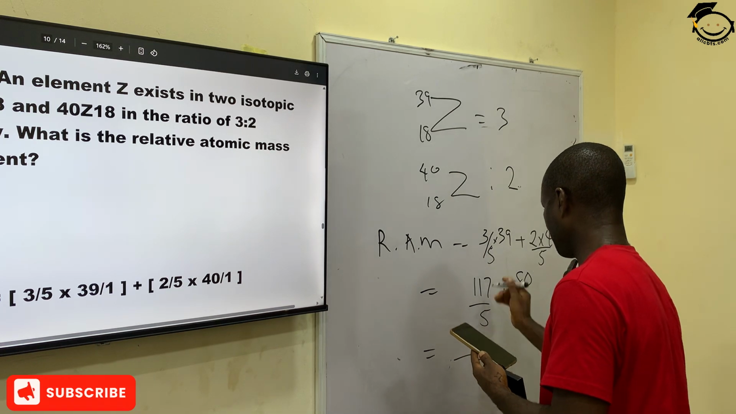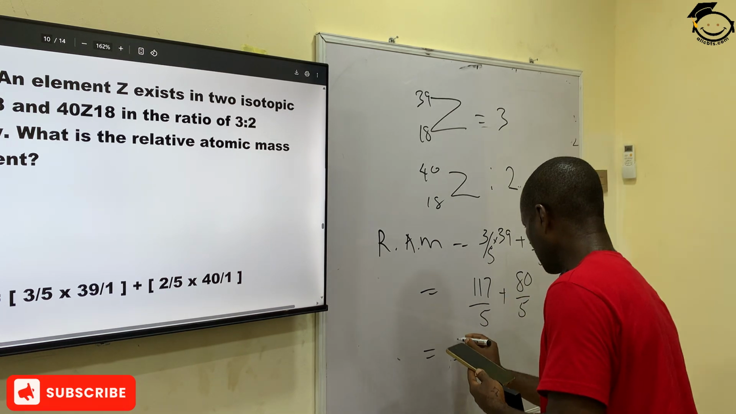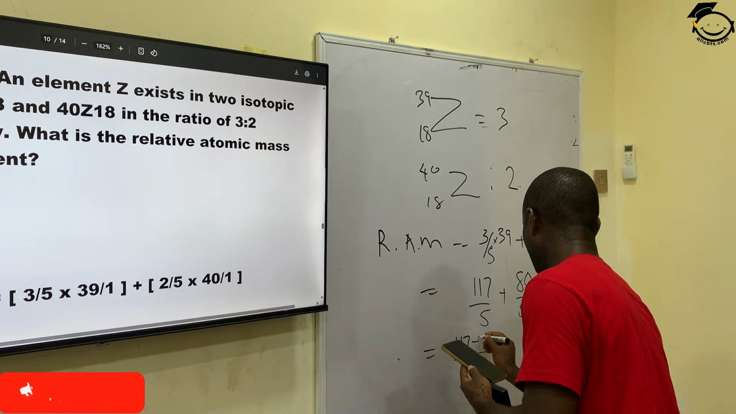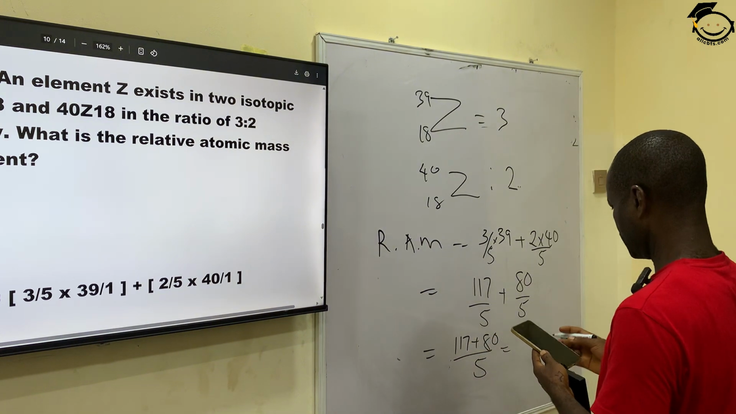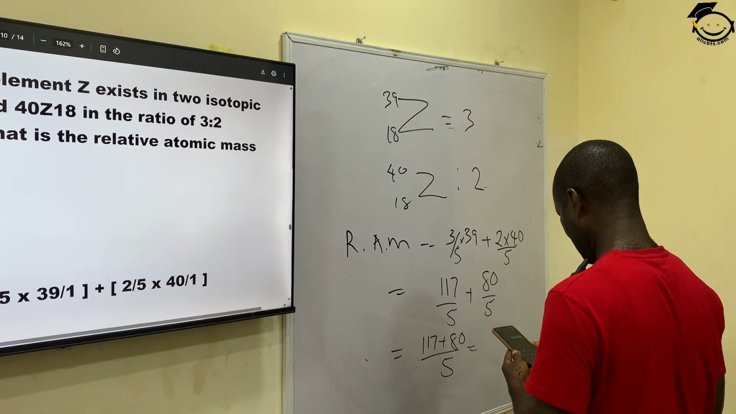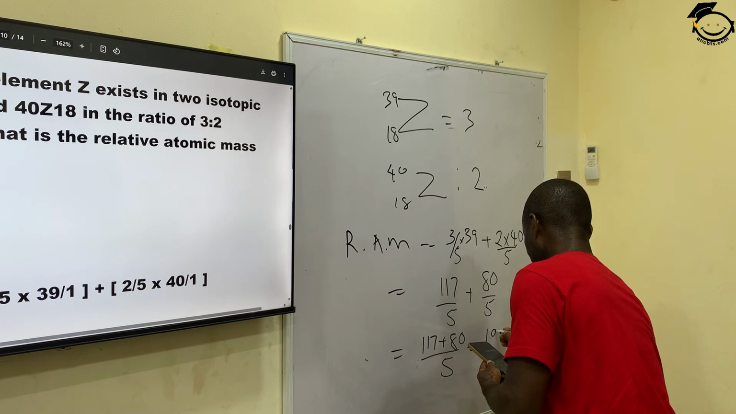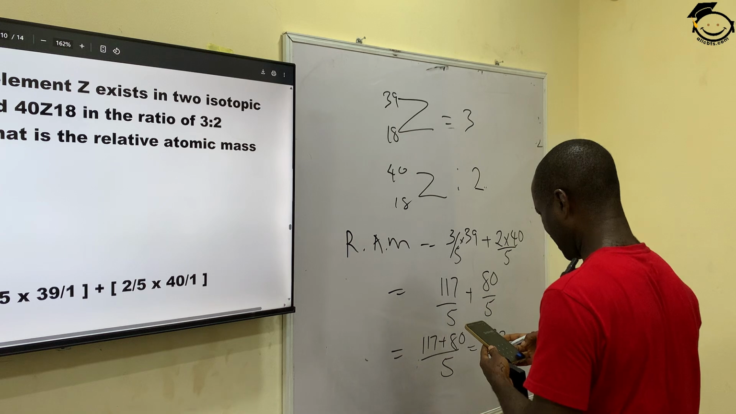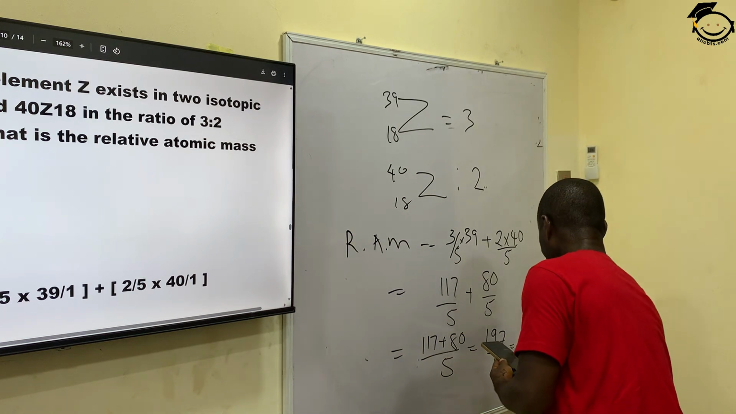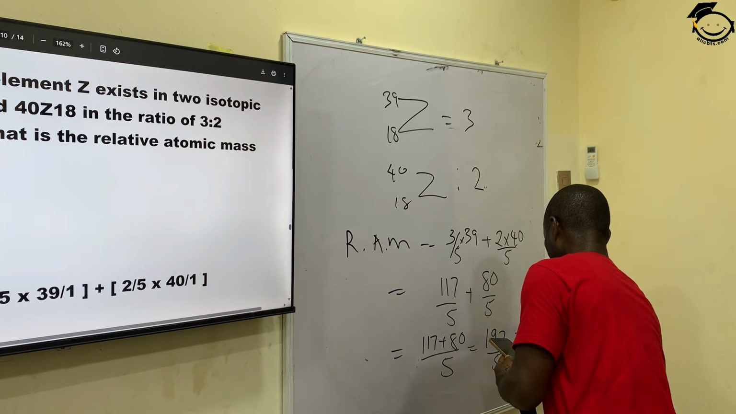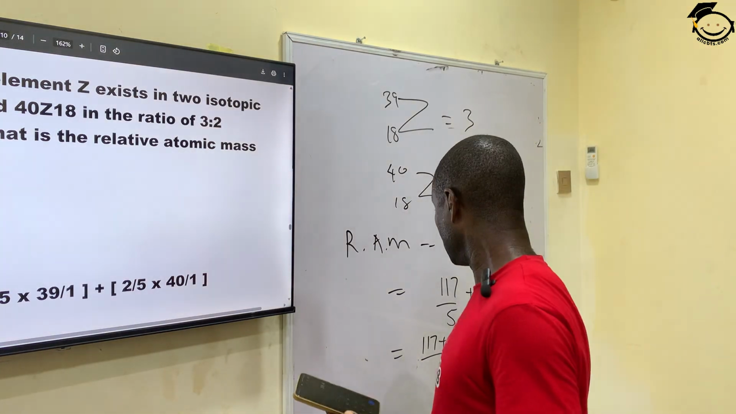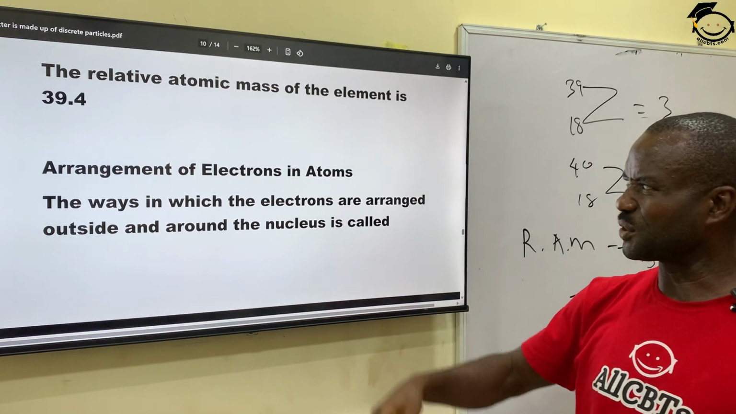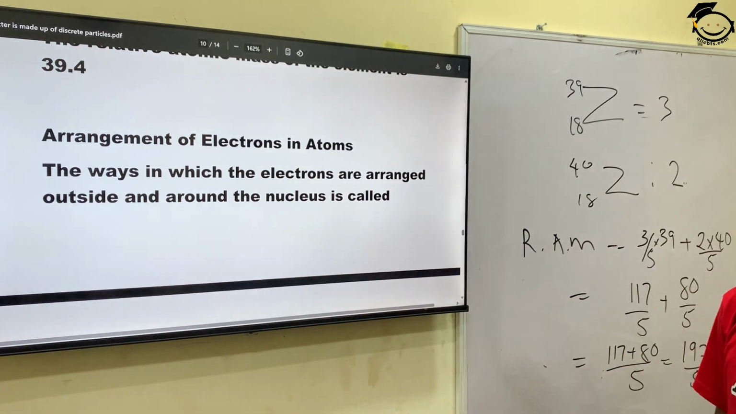That gives us 5 goes here 1. So 1 times that's 117 plus 80. So 117 plus 80 gives us 197 over 5. So 197 divided by 5 is 39.4. So the relative atomic mass of this is 39.4.